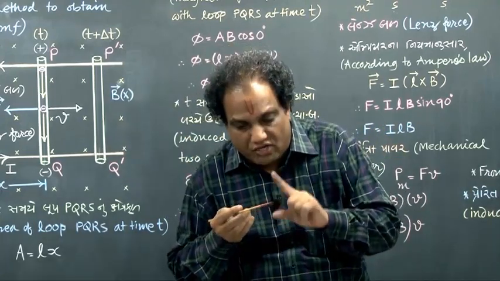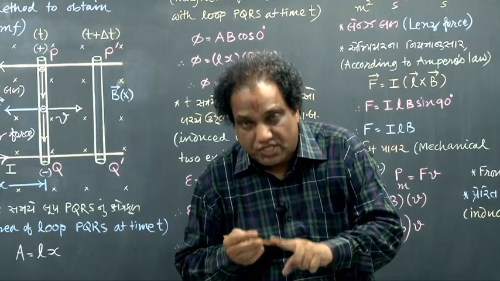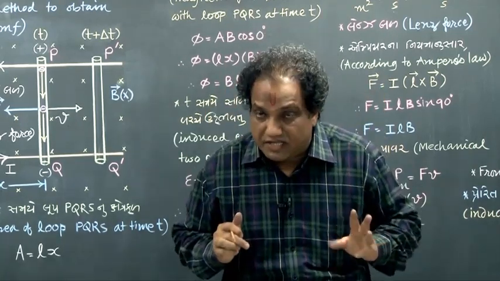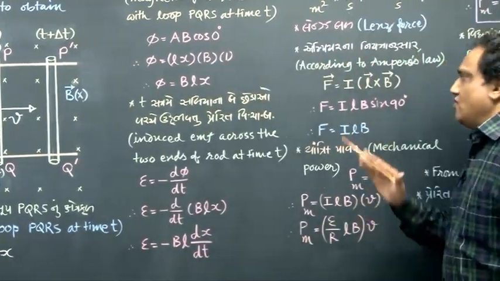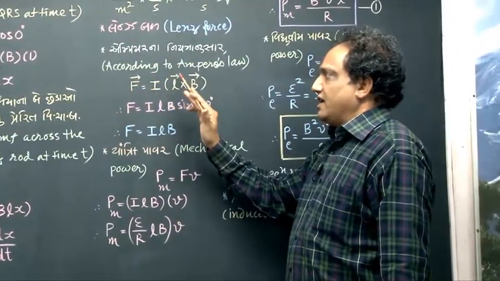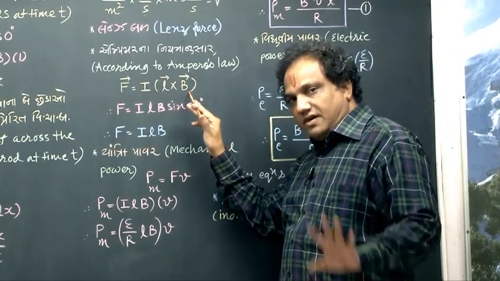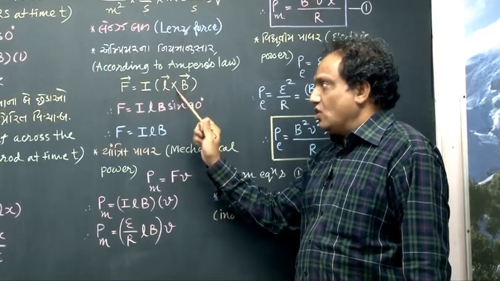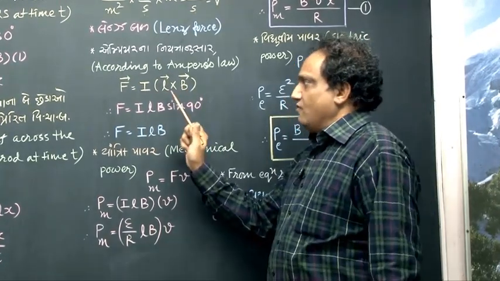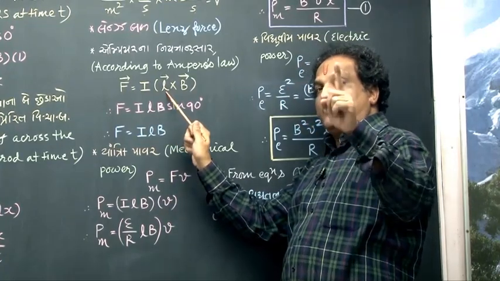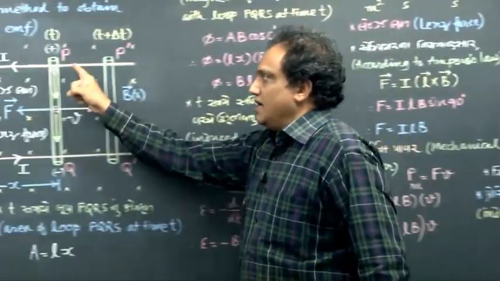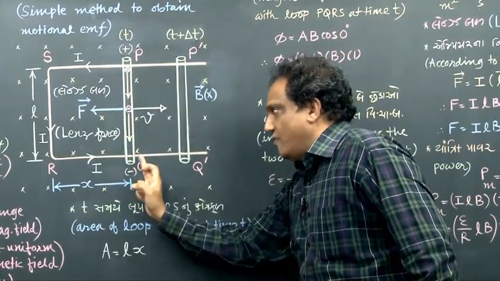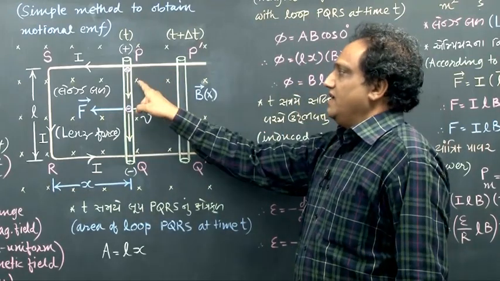If you want the direction and magnitude of that force, you are supposed to use Ampere's law. Remember Ampere's law you had studied in third semester? It was like this: vector F equals I into vector L cross vector B. Tell me, what is the direction of vector F? It is the direction of vector L cross vector B. What is the direction of vector L? Always in the direction of current. Through this rod, current is passing this way, that is upwards. And the magnetic field is inside.